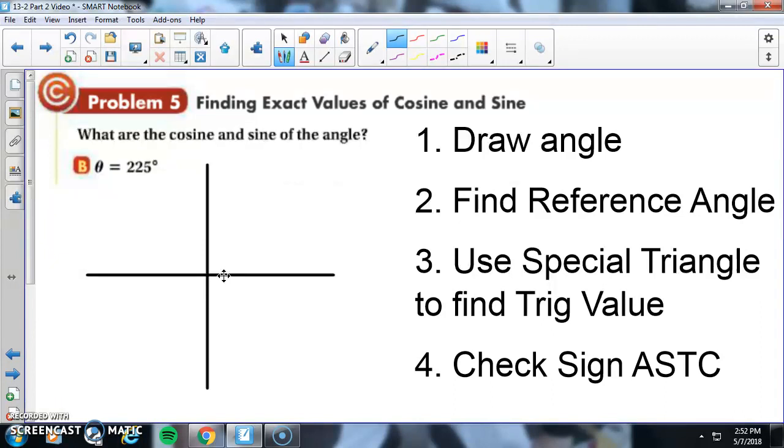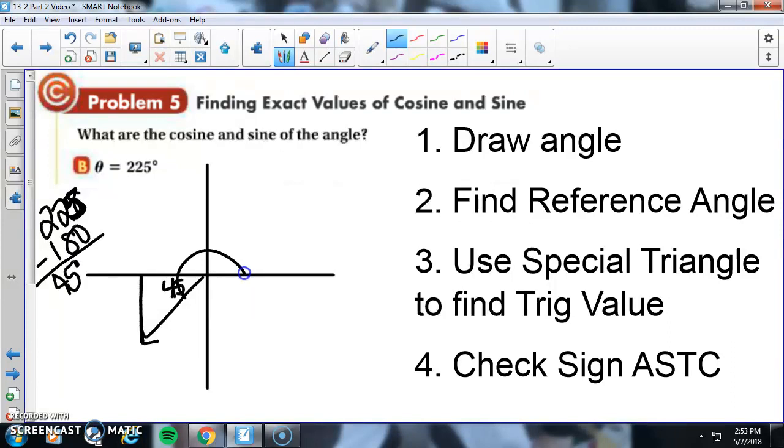Theta is equal to 225, so now we have to figure out where 225 is. It's about here. And first I need my reference angle. My reference angle is always formed with the x-axis, and my reference angle is 225 minus 180, which is 45. Therefore, the reference angle is 45, which means I'm using my 45-45-90 triangle, which is root 2 over 2, root 2 over 2, and 1.